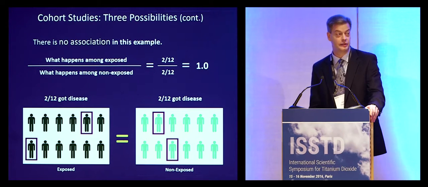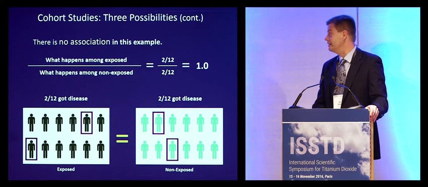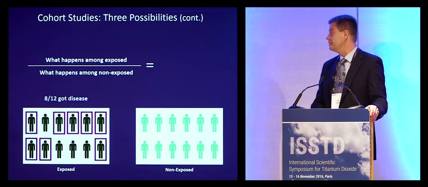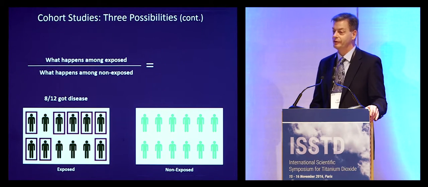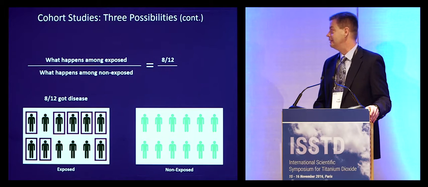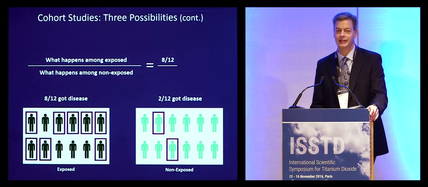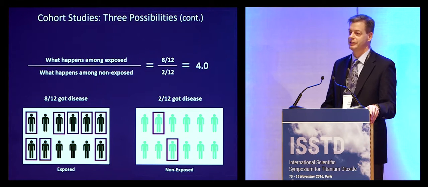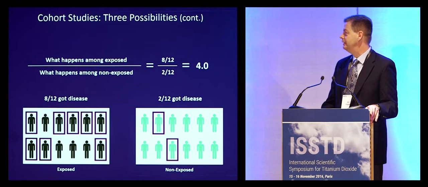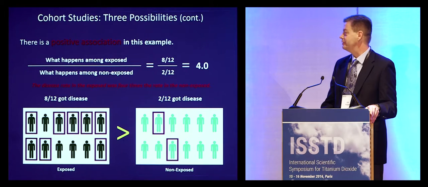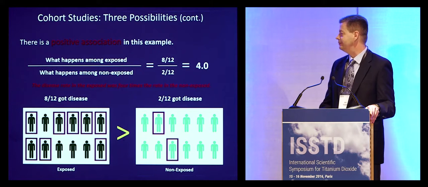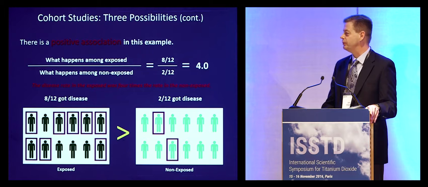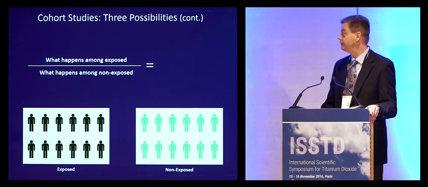The rate of the disease in the exposed group was the same as the rate of the disease in the non-exposed group. And this is just another example. In this one, 8 out of 12 in the exposed got the disease, versus only 2 out of 12 in the non-exposed. So the rate of disease was higher among the exposed group than the non-exposed. And in this one, the ratio is 4.0. So there's a positive association between exposure and disease in this example. The disease rate in the exposed was 4 times that of the non-exposed.